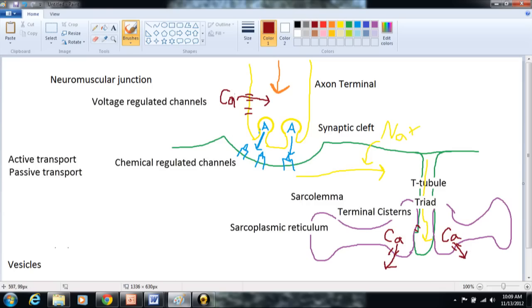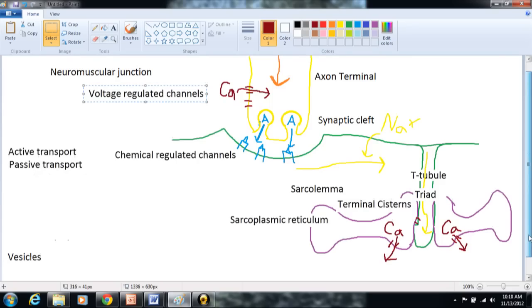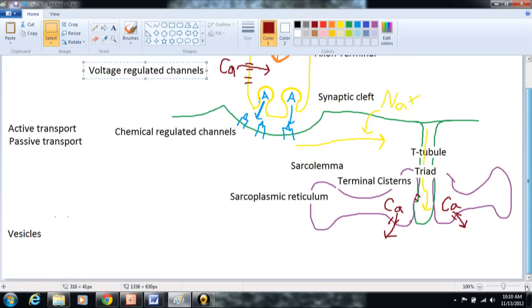Okay, so we had voltage-regulated channels up here on the axon terminal. We also have voltage-regulated channels down here at the triad on the sarcoplasmic reticulum. Voltage-regulated channels cause calcium to be released from the sarcoplasmic reticulum. Okay, this again is passive transport. It's going from higher concentration to lower concentration.